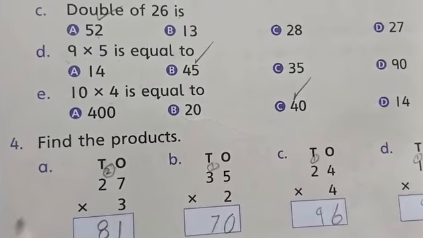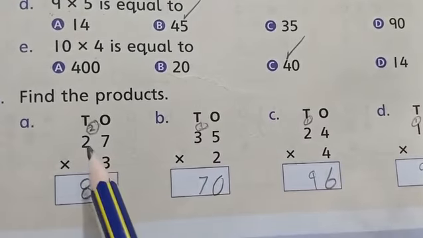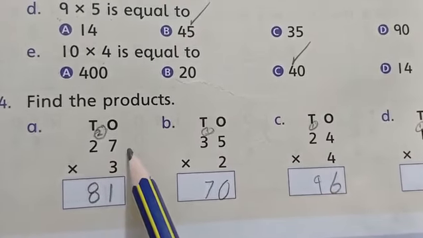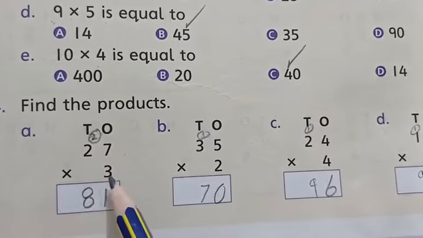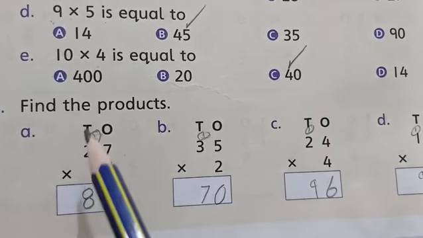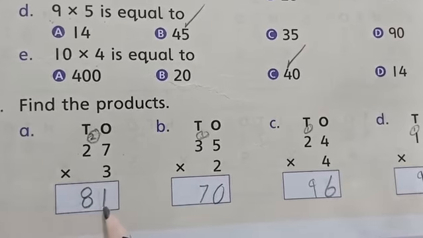Next, question number 4. Find the product. Here we have 27 multiplied by 3. 3 7s are 21. So we write 1 here. 2 will be carried over. Now 3 2s are 6. 6 plus 2 is 8. So we have answer 81.